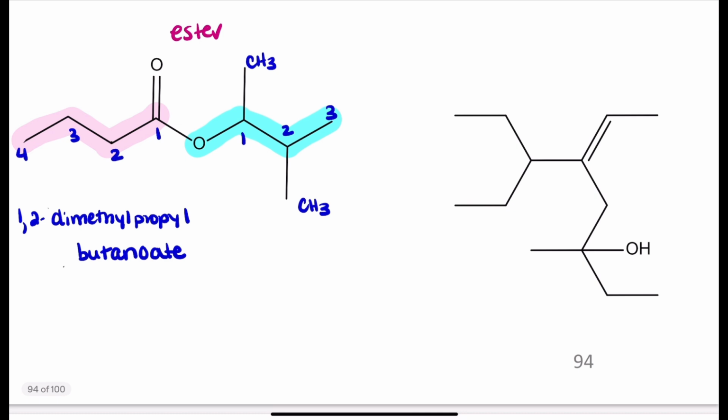Let's look at this one. Okay, this one I have also changed slightly. This one does not have the double bond here anymore. Let's see. Instead, I put the double bond here.